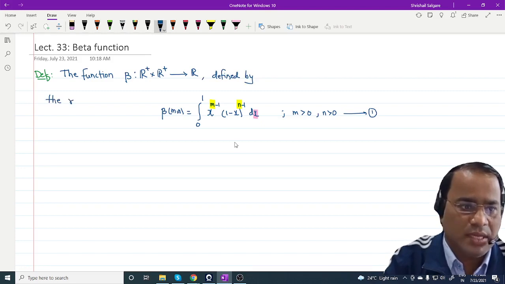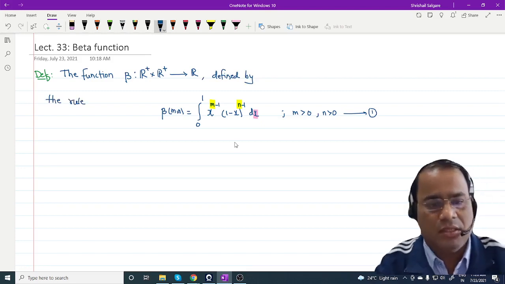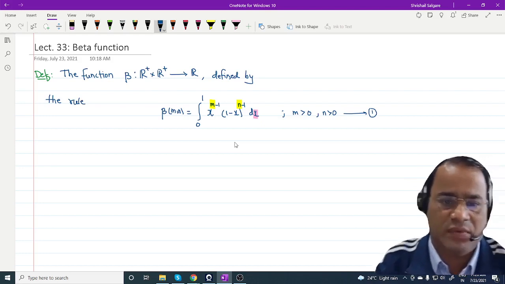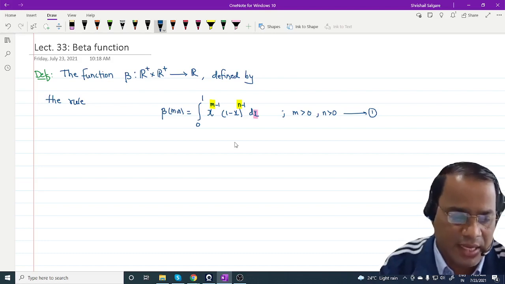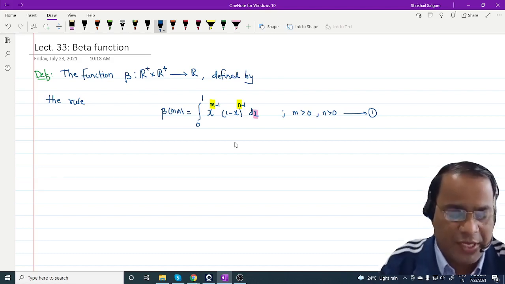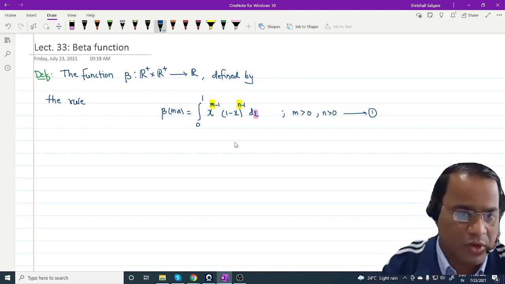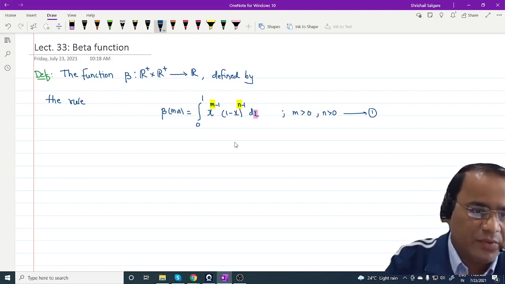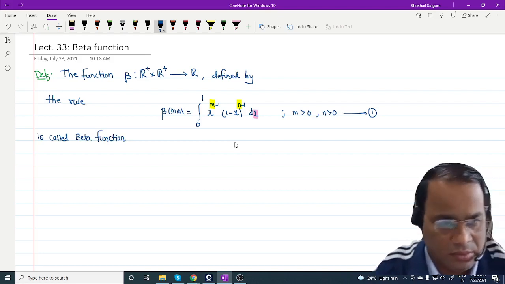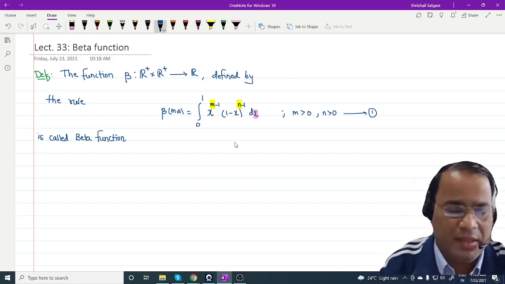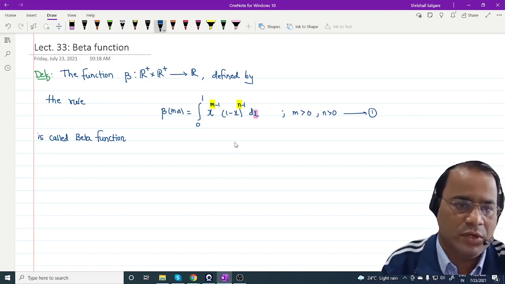What is the rule? That rule is given by the integral from 0 to 1 of x raised to m minus 1 into 1 minus x raised to n minus 1 dx, where m and n are positive real numbers. If you are taking negatives, then don't take negative integers; for others it may also define. And this is called the beta function. In the same manner, these are nothing but a special kind of integral. If you change the limits and kernel, that converts to the second form.